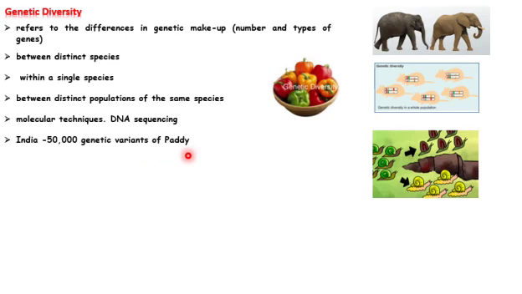There may be one rice species or two rice species, but 50,000 genetic variants, which is really quite huge, right? We have so much of that.